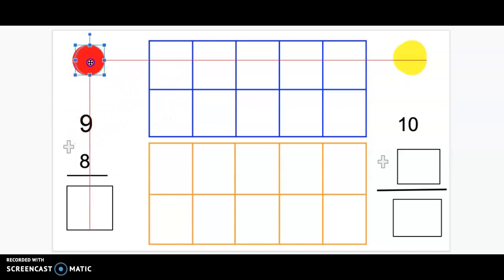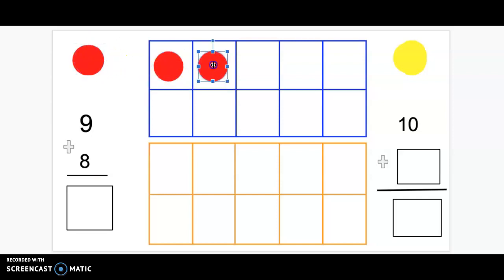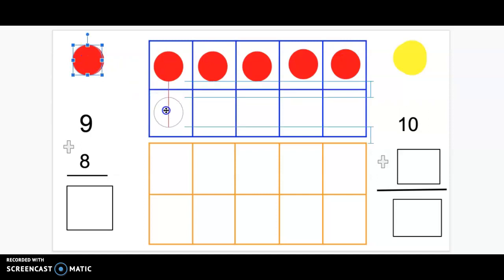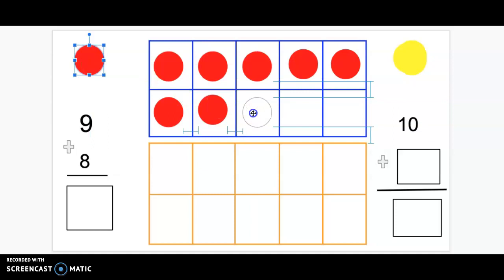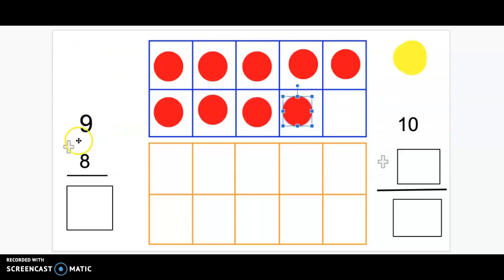I will use the red counters. Here's 1, 2, 3, 4, 5, 6, 7, 8, 9. Now I'm going to use this bottom 10 frame to help me represent the number 8 here.